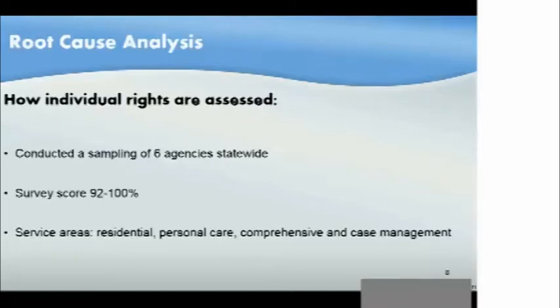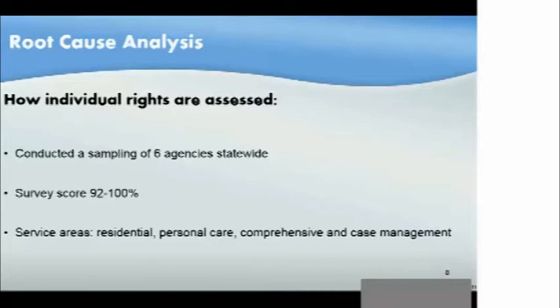I wanted to back up a little bit and think, well, how are individual rights being assessed? Let's start at the beginning. So what I did was I conducted a sampling of 6 agencies statewide, 6 agencies out of the 69 originally of those certification reports. I figure with the method of a sampling, the improvements that we can make with this sampling may benefit everybody.